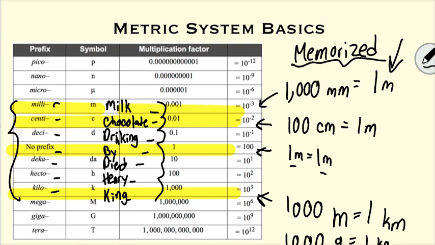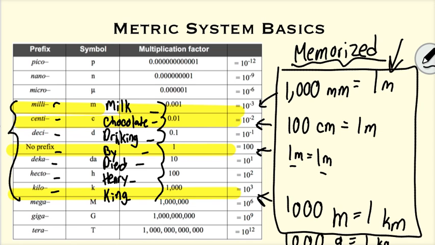Okay? Or you can just memorize these 4. Okay? And that should be good for solving the majority of metric system basics. When you want to convert from terabytes to gigabytes, you might have to look up that order of magnitude.